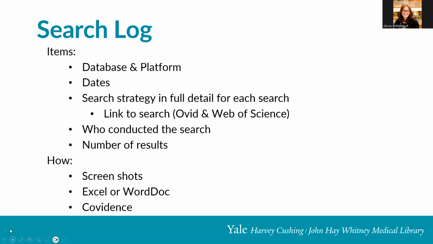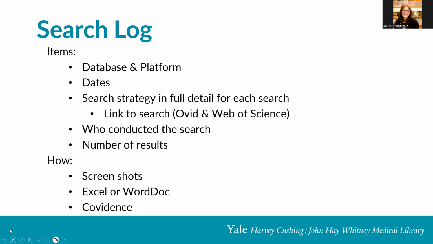You want to have the search strategy in full detail for each database. In databases that allow you to link to the search, that's super helpful, so that way you can rerun it if you're doing those search updates I talked about. Some of the reporting guidelines also want to know who did the database search. So you may want to put initials next to it of who did it, especially if you divide and conquer with databases, and then the number of results.